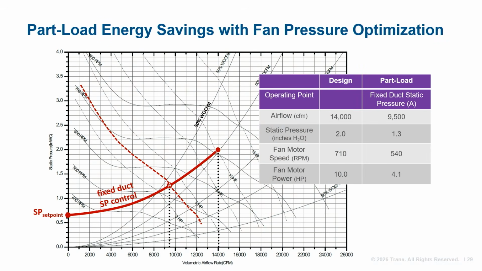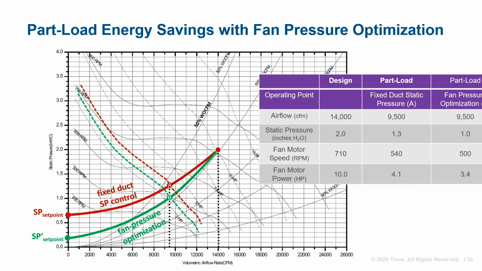Previously, Eric showed an example of the variable speed operation in a traditional VAV system with fixed static pressure setpoint control. The part load point was at 9,500 CFM. Now let's look at it with fan pressure optimization. By modulating the duct static pressure setpoint, a new VAV system modulation curve is created here, depicted in green. Now, the same 9,500 CFM on part load creates point B when it reaches the optimized curve, reducing the static pressure to 1 inch of water and the fan motor power of 3.4 horsepower at 500 RPM.